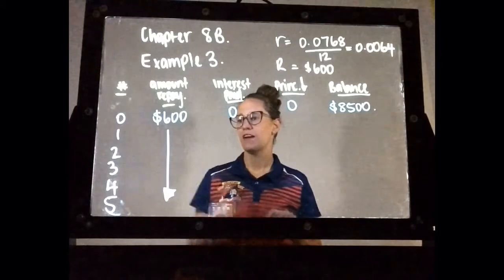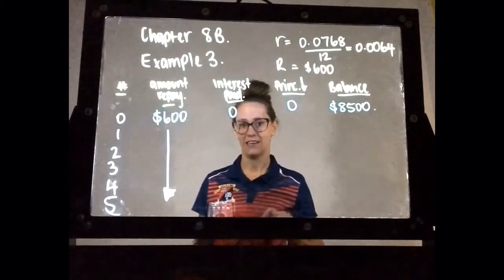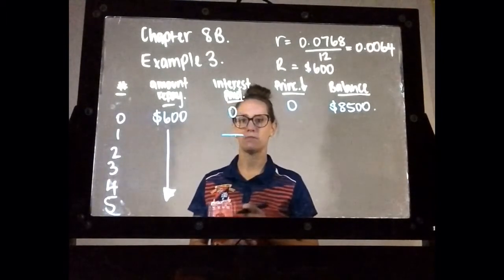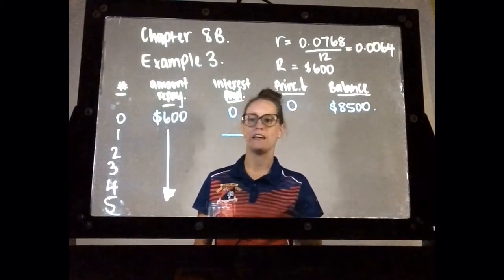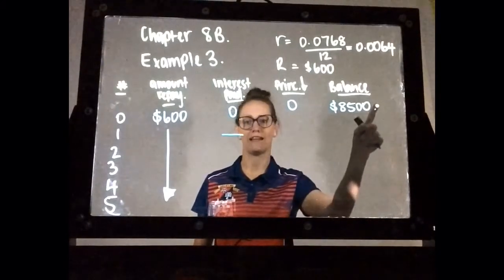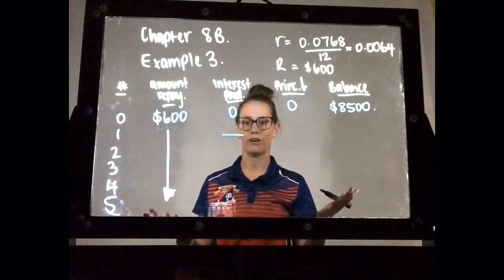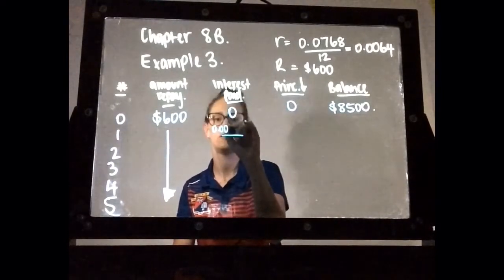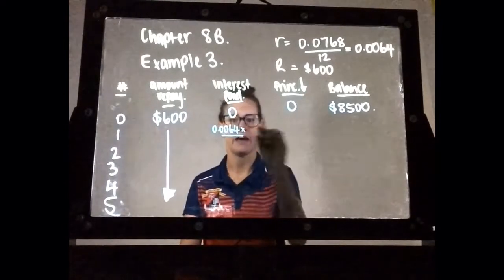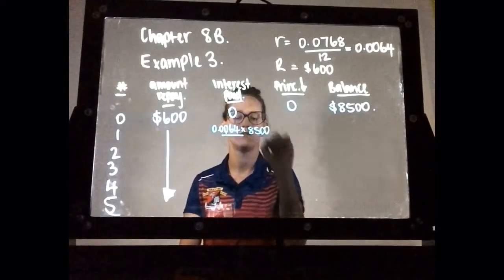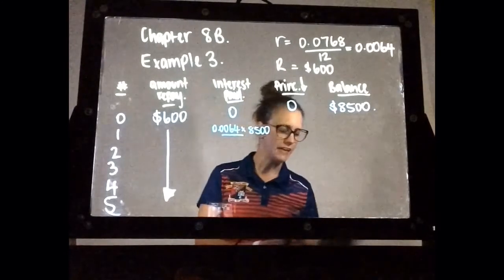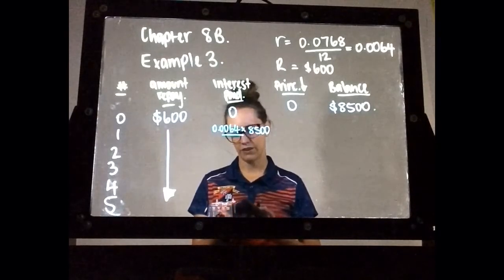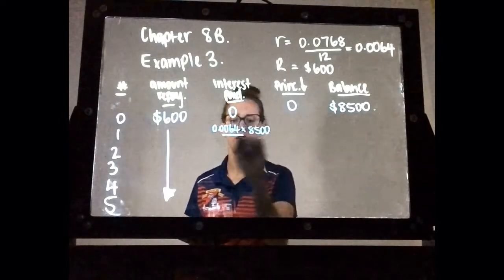Alright, so filling out each of the rows, $600 is already done. That will not change. When we get to this next column here and we're calculating the interest paid, what we're going to do is calculate the interest amount off our previous balance because that's how a reducing balance loan works. So to calculate that, I'm going to go the rate multiplied by our balance. If I put that into my calculator, so 0.0064 times 8,500, I get $54.50.